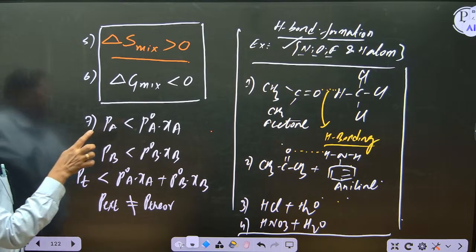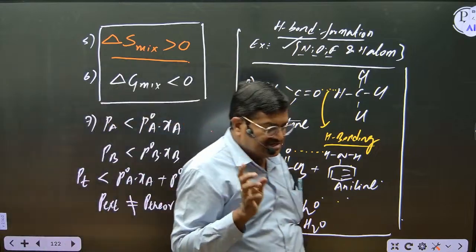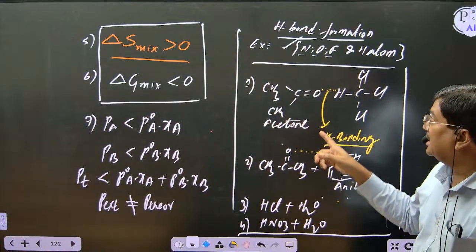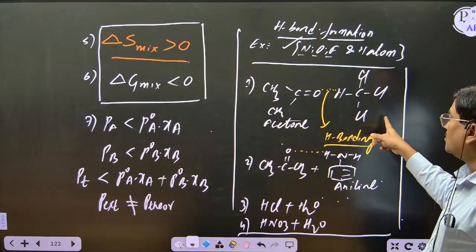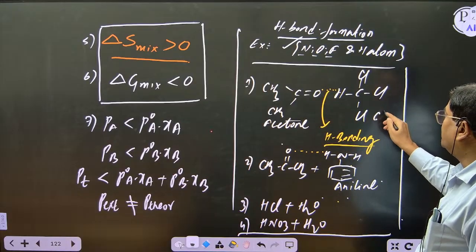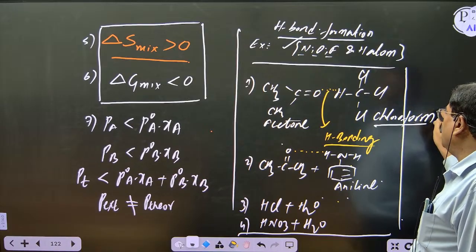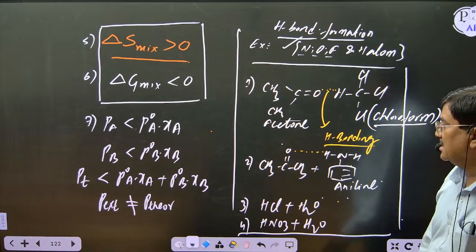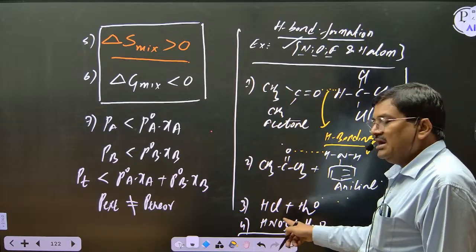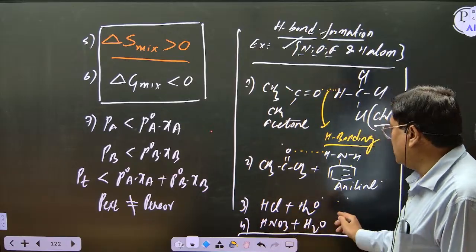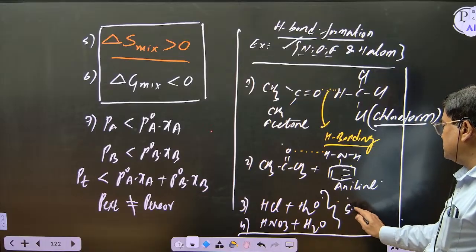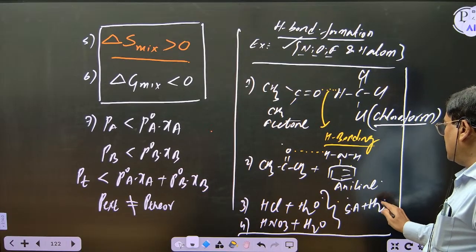And the examples you have to keep in mind: where there is H bond formation, that comes under negative deviation, like acetone with chloroform. What is the name of this? Chloroform, CHCl3. You remember chloroform we call. Later in organic chemistry we study. And this is acetone with aniline. Any strong acid dissolved in water, remember, if any strong acid is dissolved in water, that comes under negative deviation.